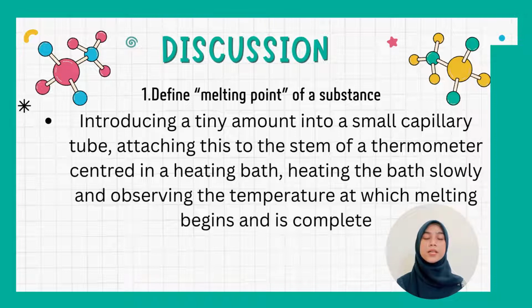Question 1 from experiment 2. The question is, define melting point of a substance. The answer is introducing a tiny amount into a small capillary tube, attaching this to the stem of a thermometer centered in a heat bath, shifting the bath slowly and observing the temperature at which melting begins and is complete.